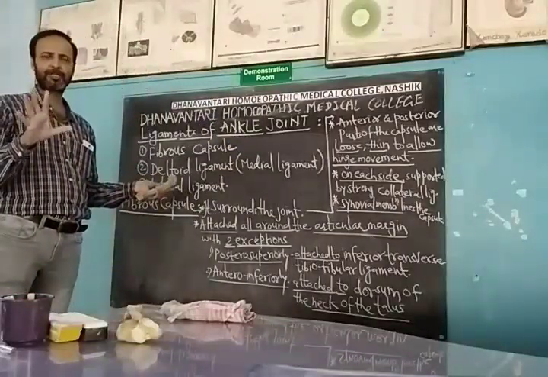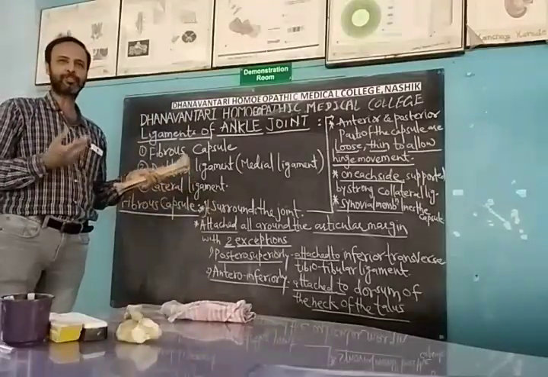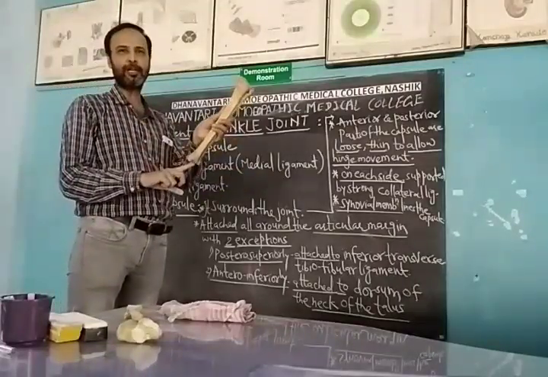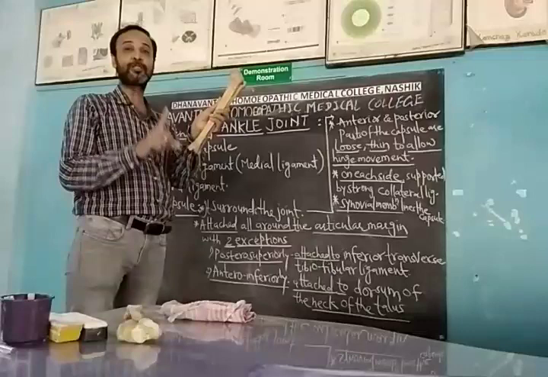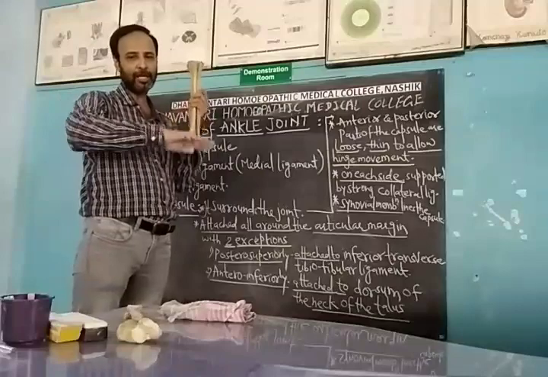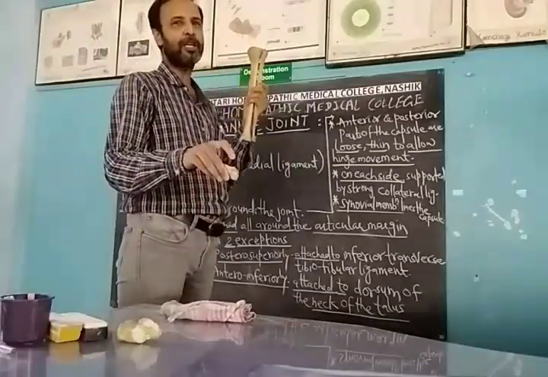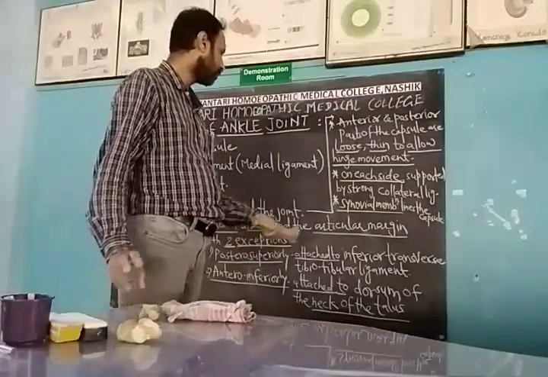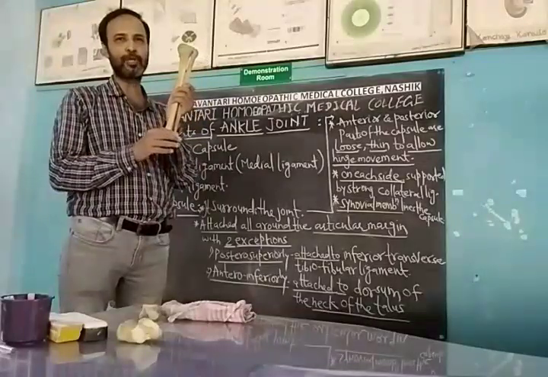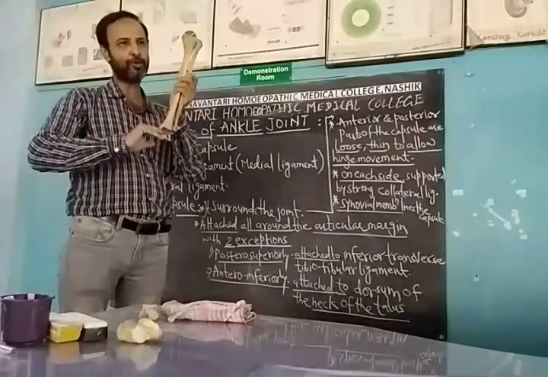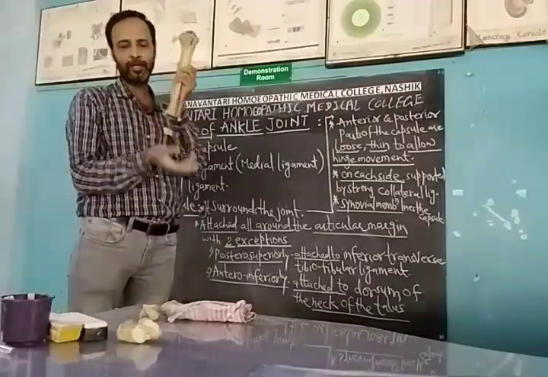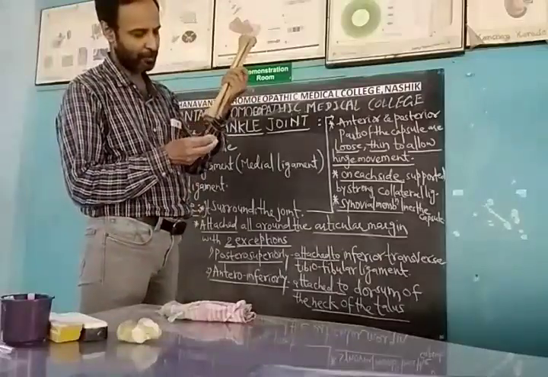Very simple. It surrounds the entire joint. The capsule is attached to the articular margins of the joint with two exceptions: posterior-superiorly, where it is attached to the inferior transverse tibiofibular ligament, and antero-inferiorly, where it is attached to the dorsum of the neck of the talus, as I have shown. And next, anteriorly and posteriorly this capsule is loose and thin, to allow the hinge movement, this movement of the talus.